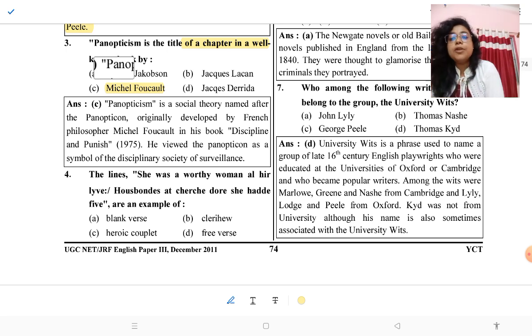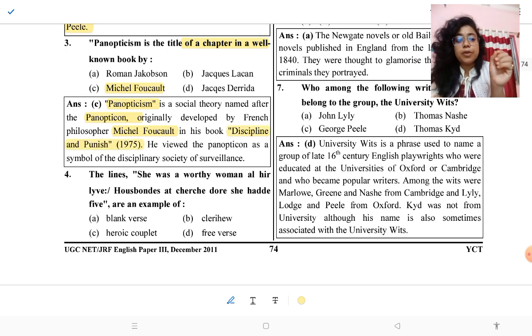Panopticism is a social theory named after the panopticon, originally developed by the French philosopher Michel Foucault in his book Discipline and Punish. In this video I already talked a lot about this concept. It was published in 1975. He viewed the panopticon as symbolic of the disciplinary societies of surveillance. So which are the disciplinary surveillance societies? These are schools, hospitals, and prisons.